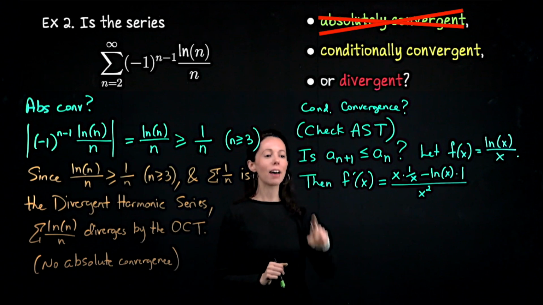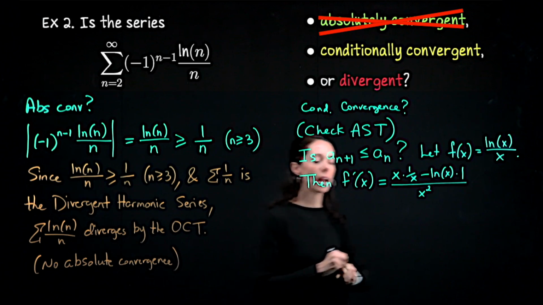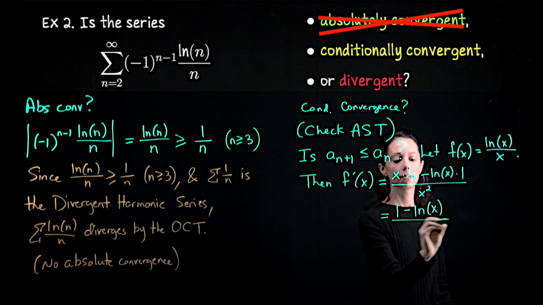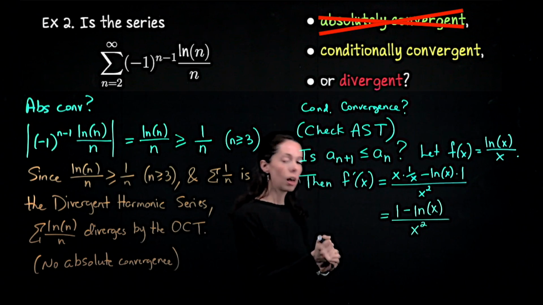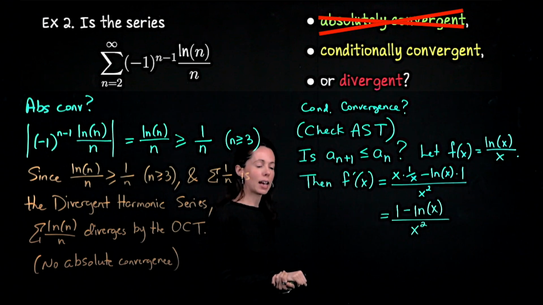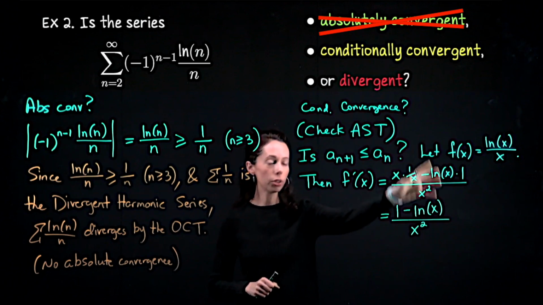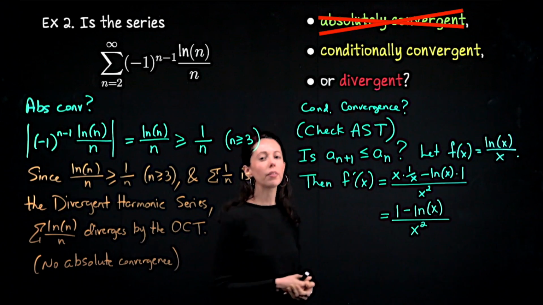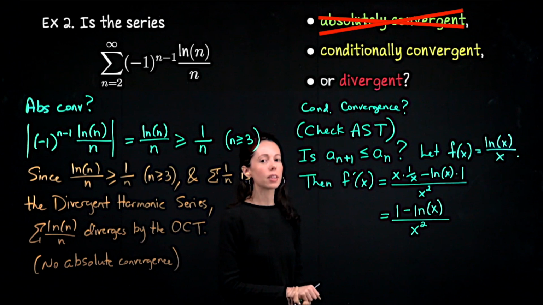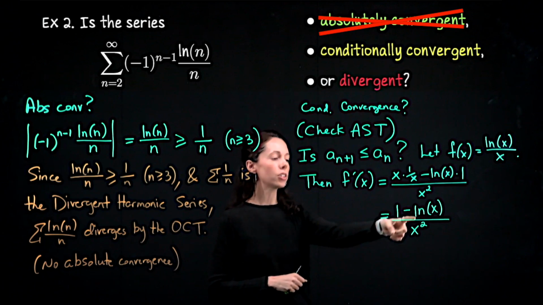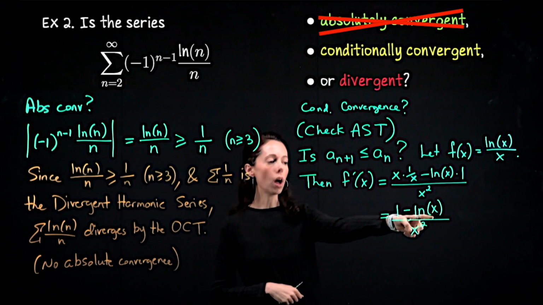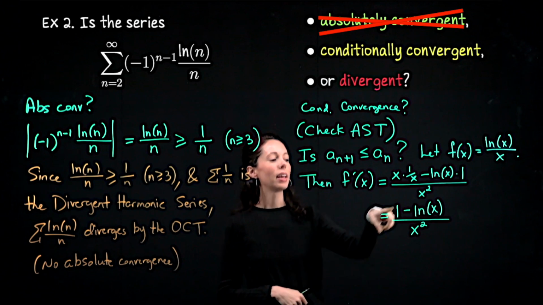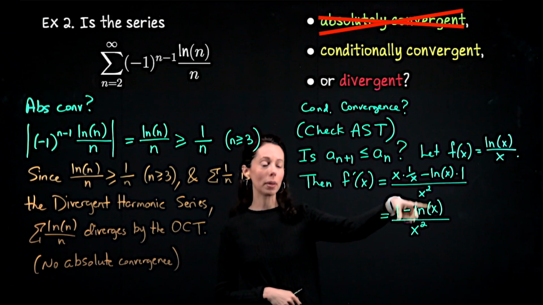Okay, what we find is that f prime of x is 1 minus the natural log of x divided by x squared. What I talked about in the alternating series test lecture is that when you do the quotient rule, the denominator is something squared. So when you're trying to analyze the sign of a derivative with the quotient rule, you just need to analyze the numerator. So natural log of x is greater than 1 whenever x is greater than e. Yeah, natural log of e is 1, and then for x greater than e, this would be negative.